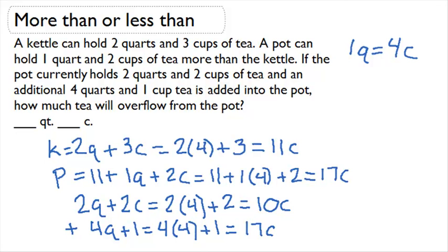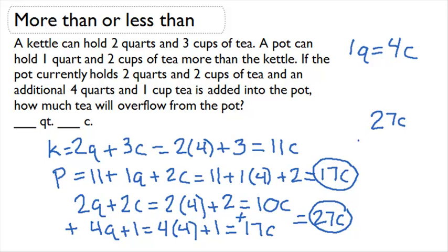Alright, so now we have our 10 cups that are already in the pot, we have 17 cups that we pour into the pot, and that's together going to give us 27 cups that we're trying to fit into a pot. Now, here's our amount of cups that can fit in a pot, and here's the amount that we're trying to pour into the pot. So we're just going to do a little bit of subtraction here. 27 cups minus 17 cups. And we're going to find that 10 cups are going to overflow from that pot, because we can only fit 17 in, and we're trying to pour 27 in.